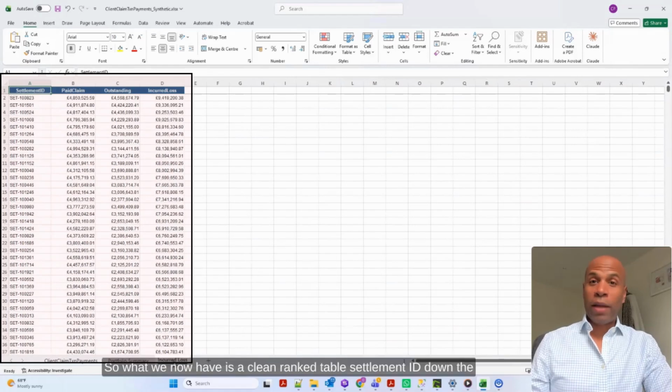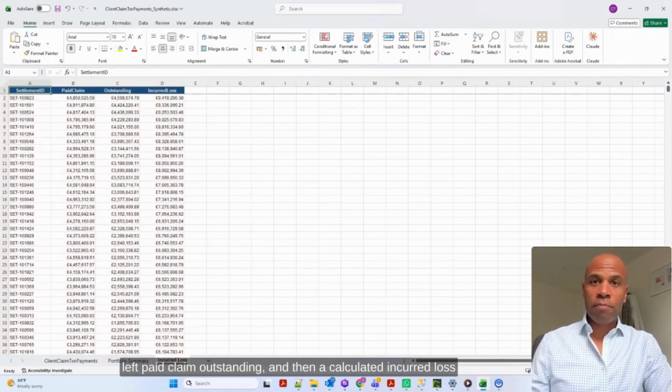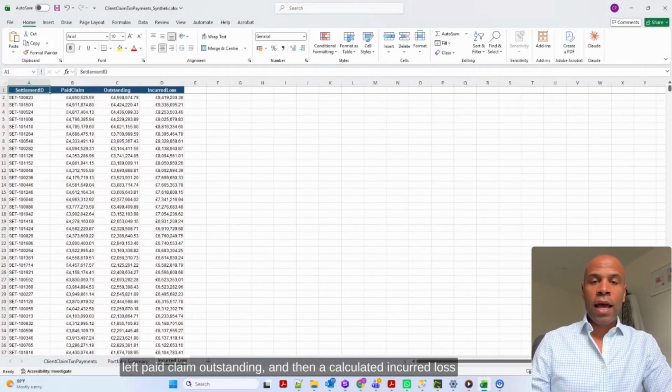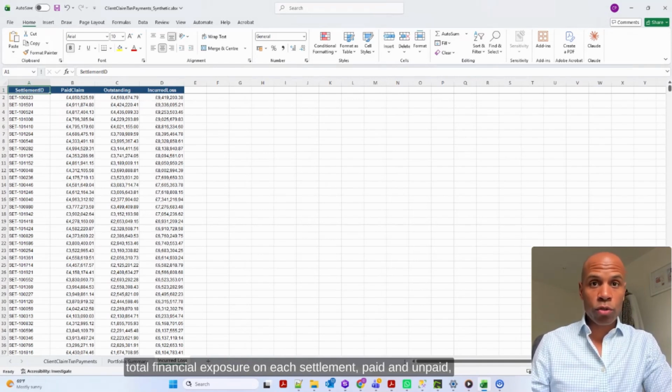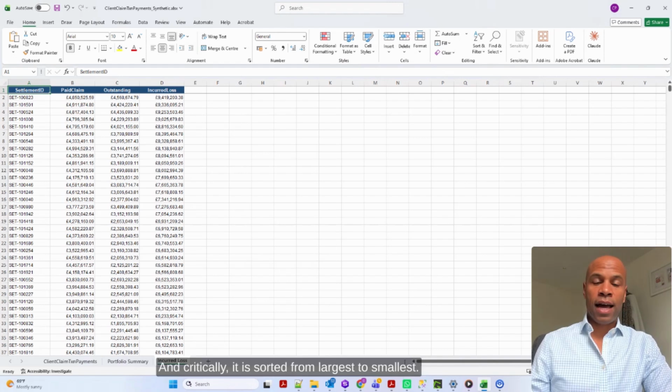Perfect. So what we now have is a clean, ranked table, settlement ID down the left, paid claim, outstanding, and then a calculated incurred loss column, which is simply the two added together, giving us the total financial exposure on each settlement, paid and unpaid combined. And critically, it is sorted from largest to smallest.